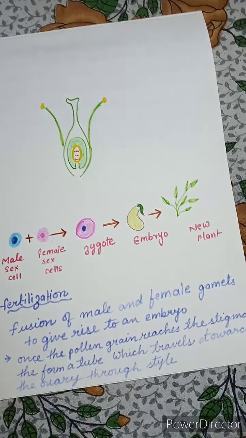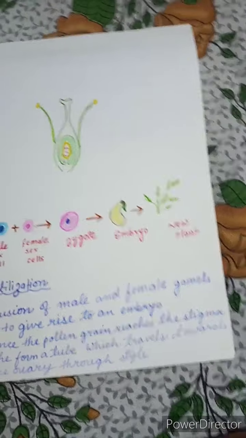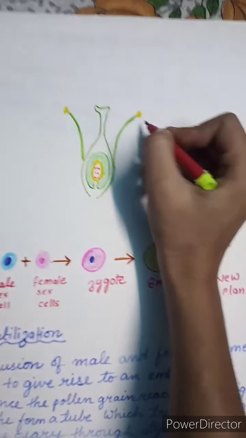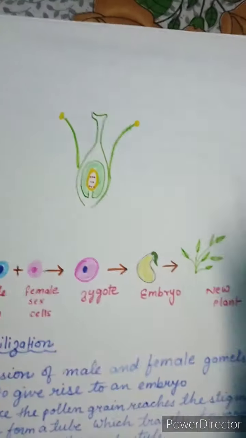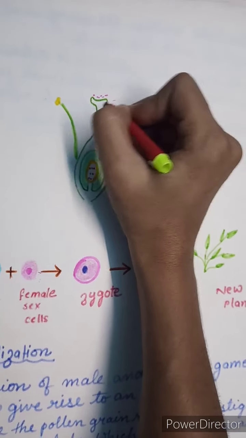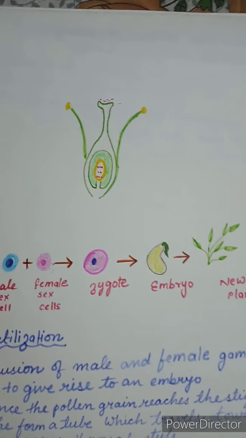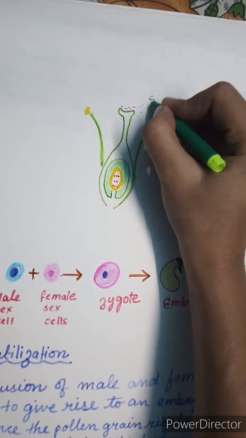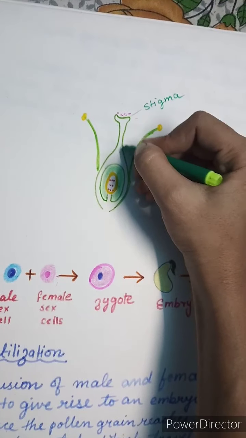So once the pollen grain reaches the stigma, it forms a tube which travels downwards to the ovary through the style. So this is a pollen grain. Pollen grains are now sticking here. This part is called the stigma. So let me write stigma here. This is stigma. Okay, this part is called the style.